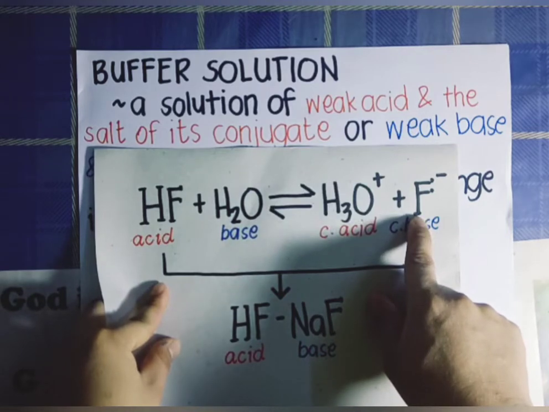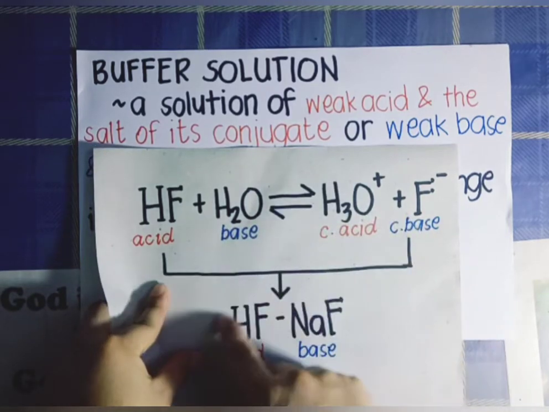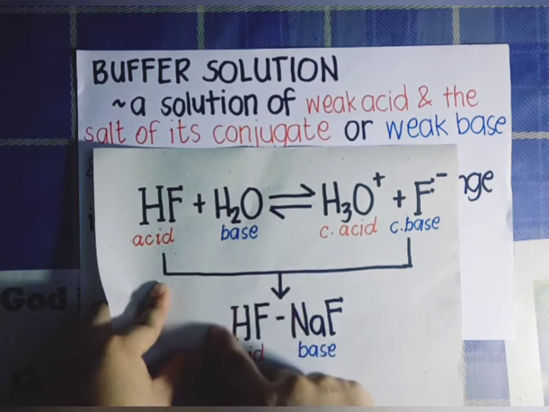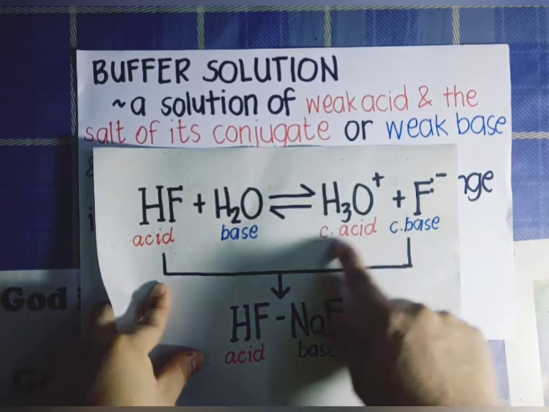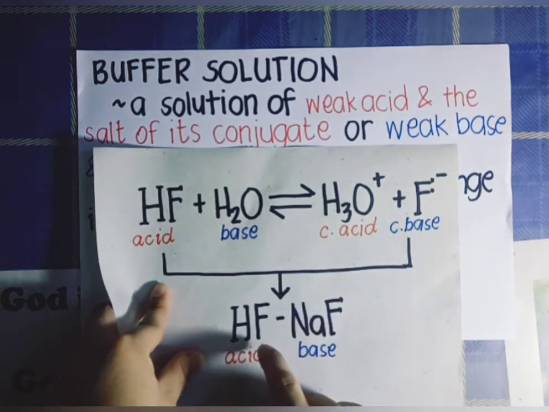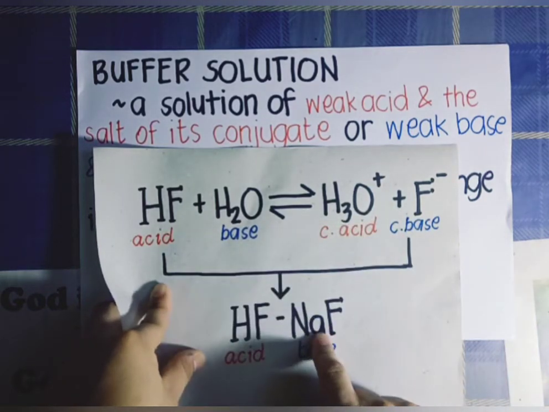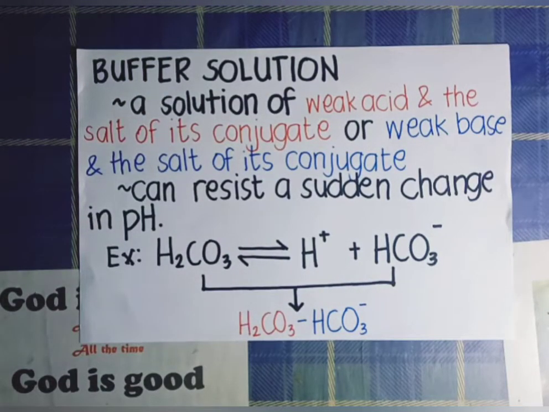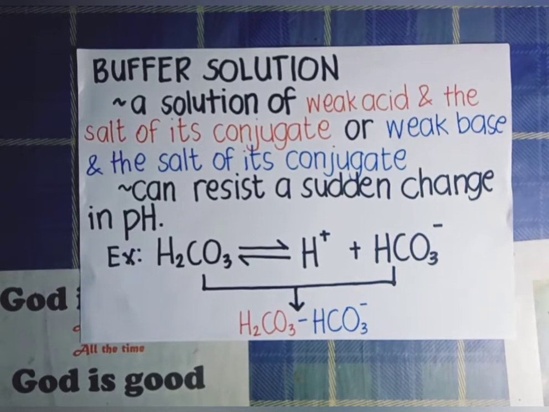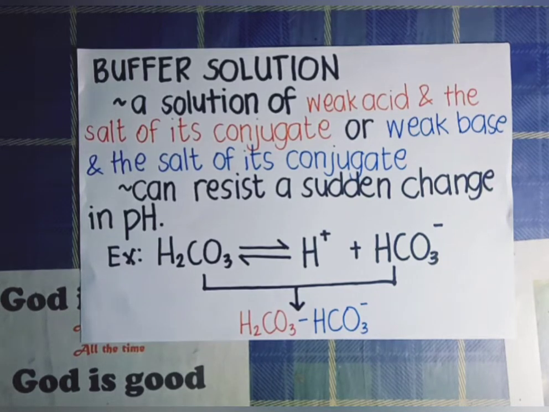So, in order to create a buffer solution with hydrofluoric acid, we need to combine this hydrofluoric acid with a salt with fluoride ion. And what I chose here was sodium fluoride. Therefore, a combination of hydrofluoric acid and sodium fluoride can create a buffer solution. Now, one of the most important characteristics of a buffer solution is that it can resist a sudden change in pH. That is why a buffer solution is a very important component in food products, in cosmetics, and even in our body.